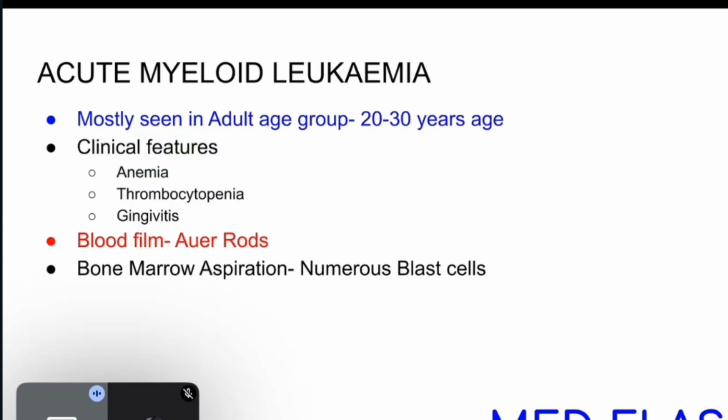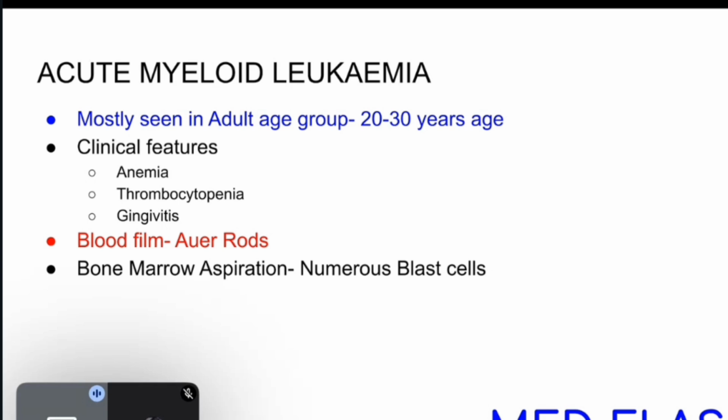Moving forward, acute myeloid leukemia. Acute myeloid leukemia is most commonly seen in the adult age group, mostly 20 to 30 years of age, the young adults. You can see acute myeloid leukemia in them, and their symptoms are very similar. They also have anemia and thrombocytopenia. You won't see pancytopenia in them.